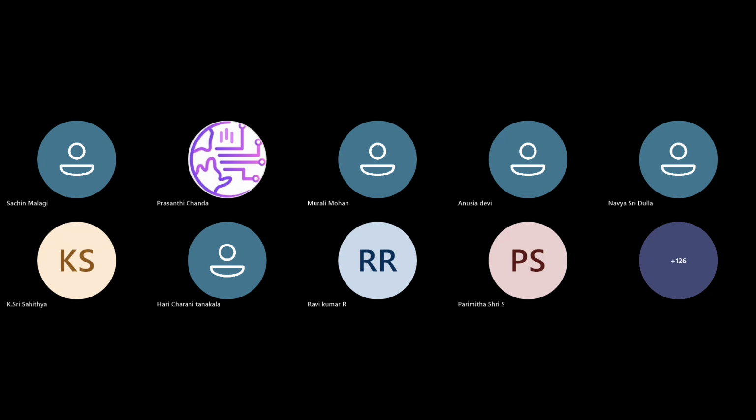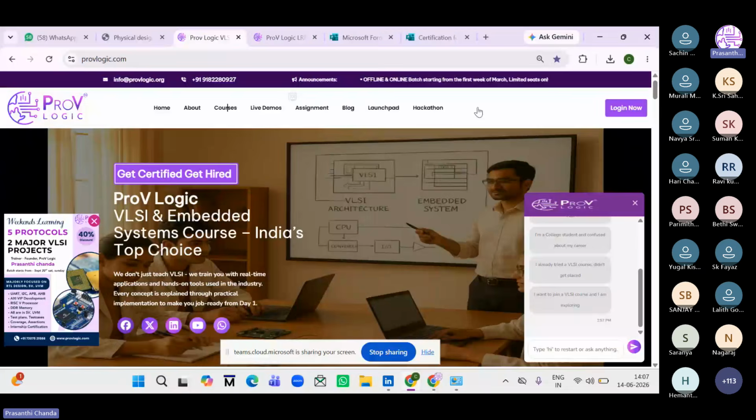Ma'am, are there any internship programs offered through Provilogic? Yes, 2-month and 3-month internship programs we are offering. It's already going on for DV and PD. How to apply for that, ma'am? You can contact our number. Contact numbers are available on LinkedIn, Instagram, YouTube, and Google. Even on our website, I can share my screen. On the website also our contact number is available.